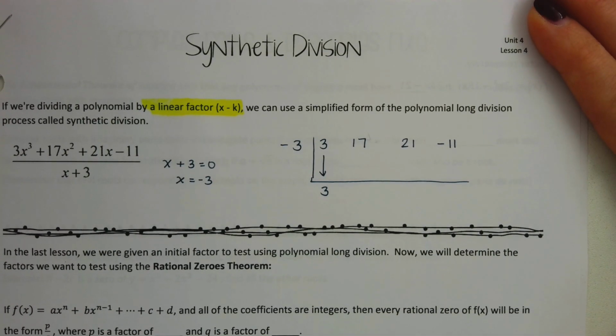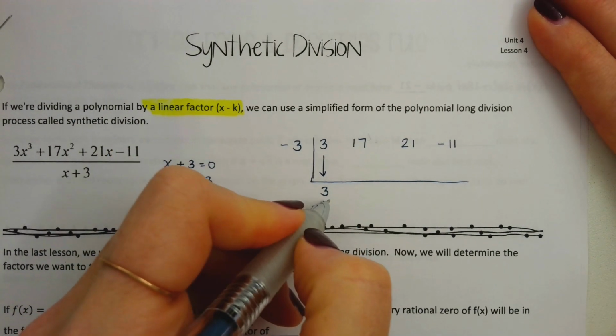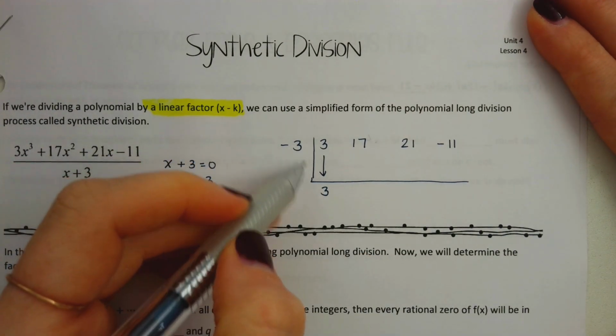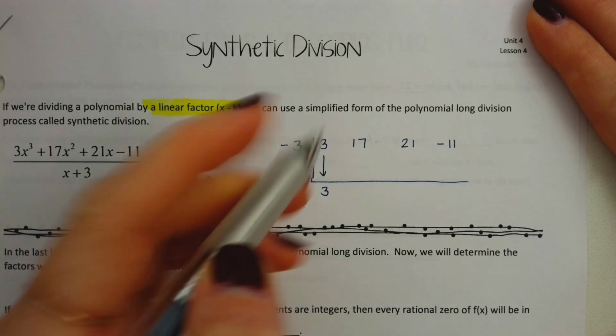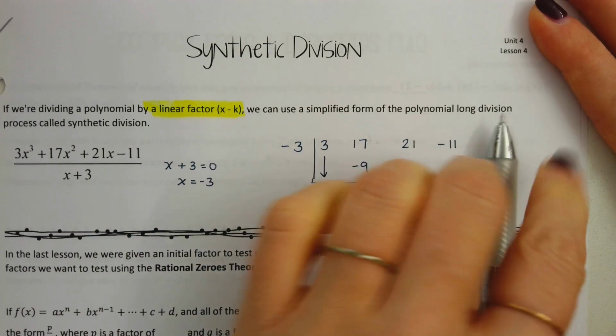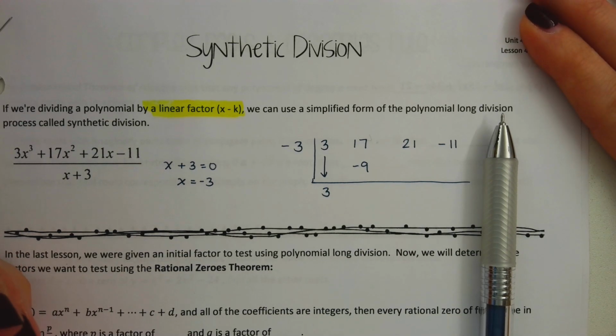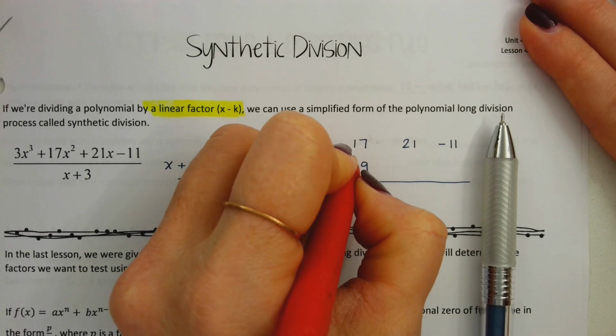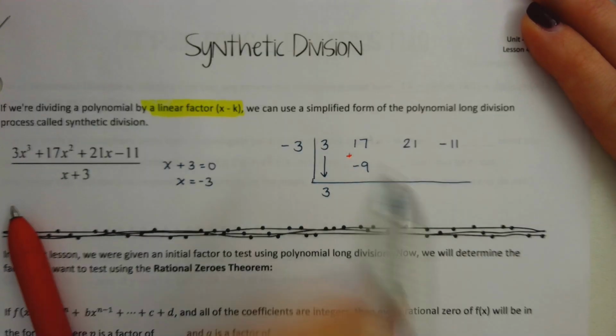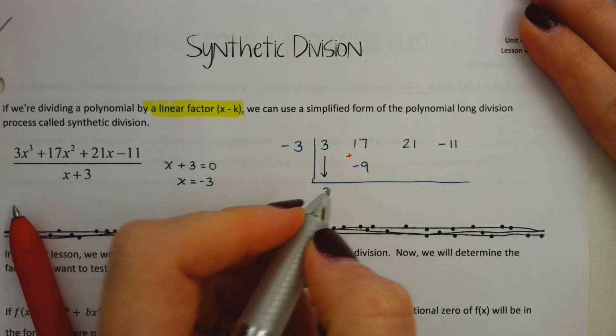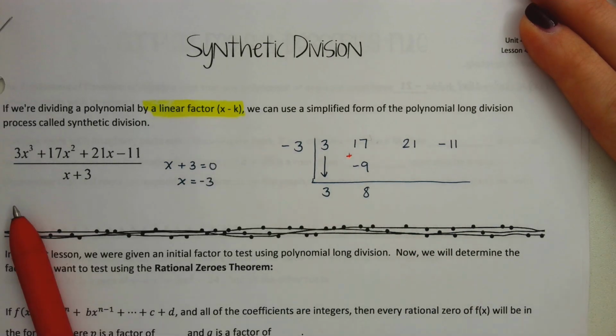Then we're going to take the outside number and multiply it by the one we brought down. Negative 3 times 3 is negative 9. And then this column gets added together. Remember how bad we are with subtraction on the long division? We avoid that when we do synthetic division. We're going to add these together. 17 plus negative 9 is 8. Very good. And then we're going to repeat that process again.